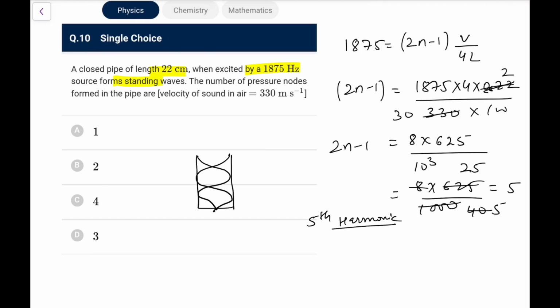So how many pressure nodes? Okay, pressure nodes. So what we have taken, this is the displacement figure. For the pressure figure, it would be reverse, meaning it would be like this. So pressure nodes would be 1, 2 and 3. 3 pressure nodes are going to be formed here. So pressure nodes would be 3 in this particular case.